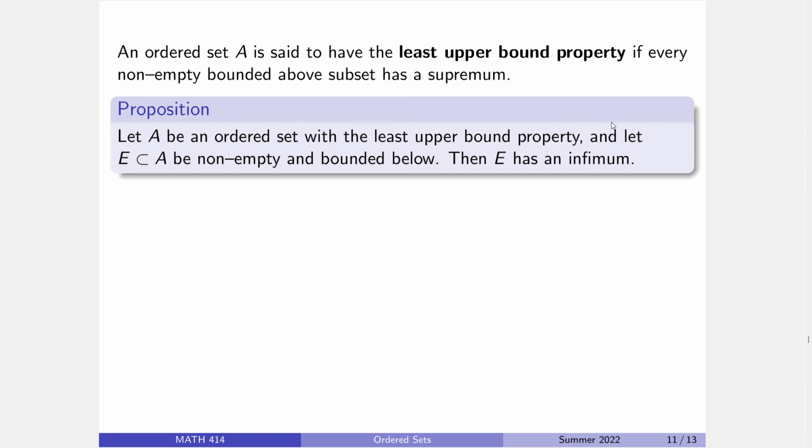Alright, anyway. Okay, so what we're going to prove now is that if you do have the least upper bound property, you also have the greatest lower bound property. Meaning that if you have a non-empty and bounded below set, it has an infimum. So actually, it didn't matter that you started with every non-empty bounded above set having a supremum. We could have done every non-empty bounded below set having an infimum. It doesn't matter.